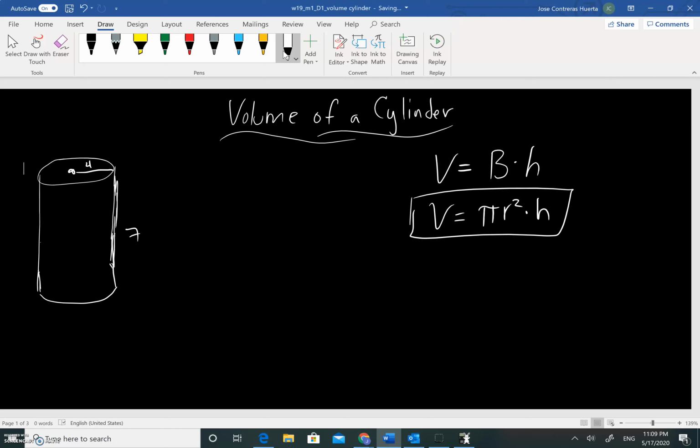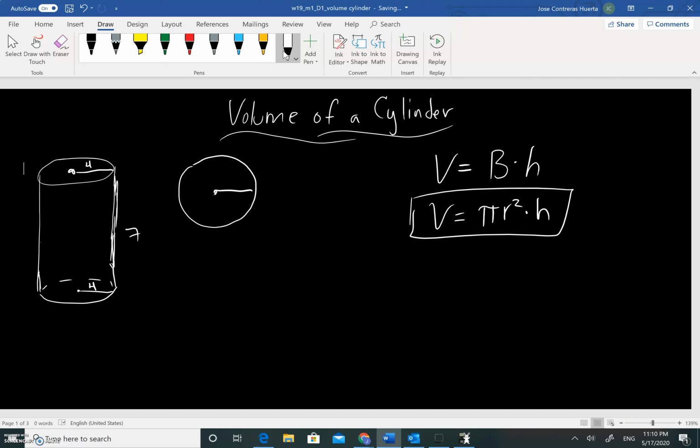Since I have a circle at the top and a circle at the bottom, these two circles have to have the same radius, right? So if the radius on top is 4, then the radius on the bottom has to also be 4. If I look at it from the top down, I'm going to notice that I have this shape on top. So this is the circle that I have.